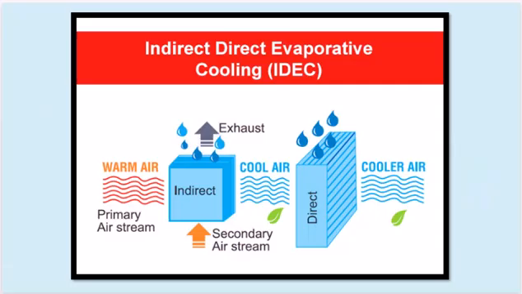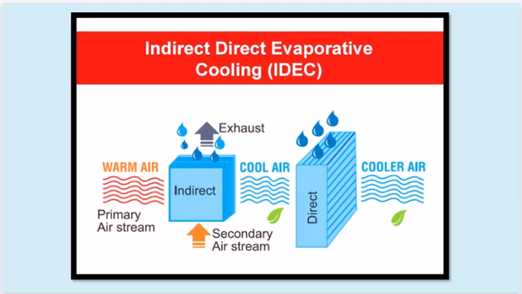The image you provided illustrates an indirect direct evaporative cooling system. Here's how it works. Warm air enters the cooler and is drawn through a heat exchanger, indirect section, where it comes into contact with a cool secondary airstream. This secondary airstream is cooled by passing through a wetted media pad, where water evaporates and absorbs heat from the air. This heat transfer cools the secondary airstream without adding moisture to the primary airstream. The cooled secondary airstream then transfers heat to the warm primary airstream through the heat exchanger, further cooling it.